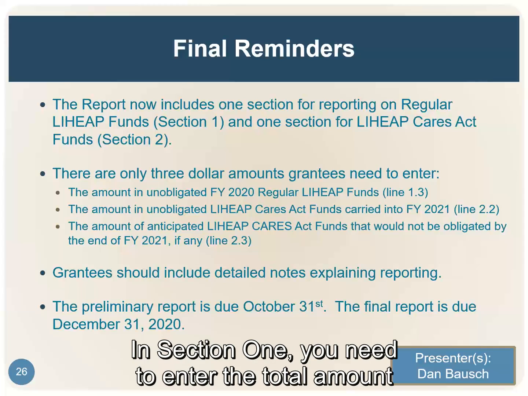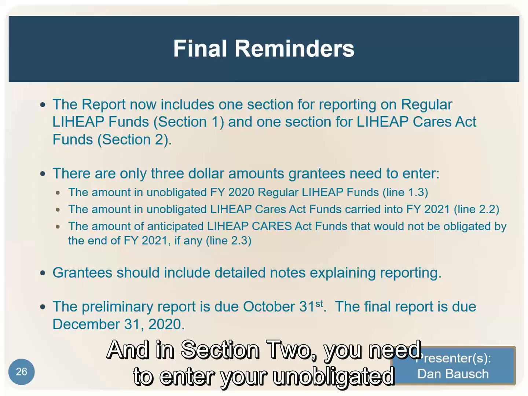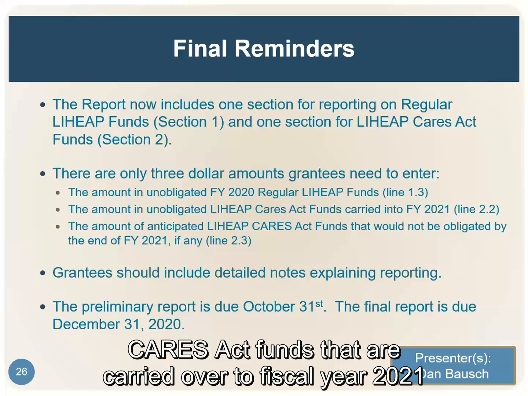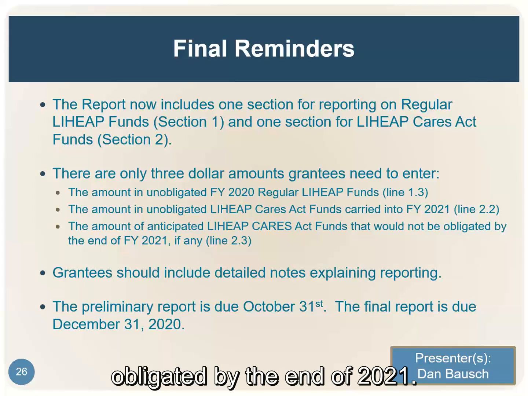In Section 1, you need to enter the total amount in unobligated regular LIHEAP funds for fiscal year 2020. And in Section 2, you need to enter your unobligated CARES Act funds that are carried over to fiscal year 2021, and enter any anticipated CARES Act funds that wouldn't be obligated by the end of 2021.